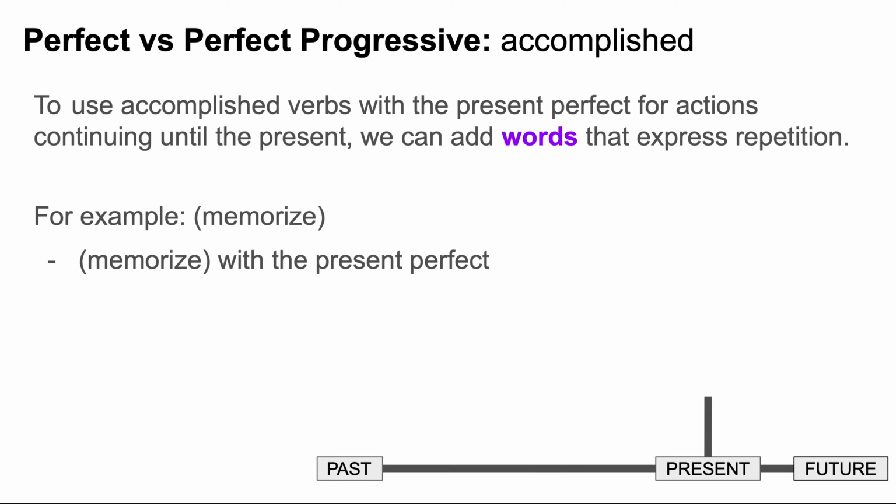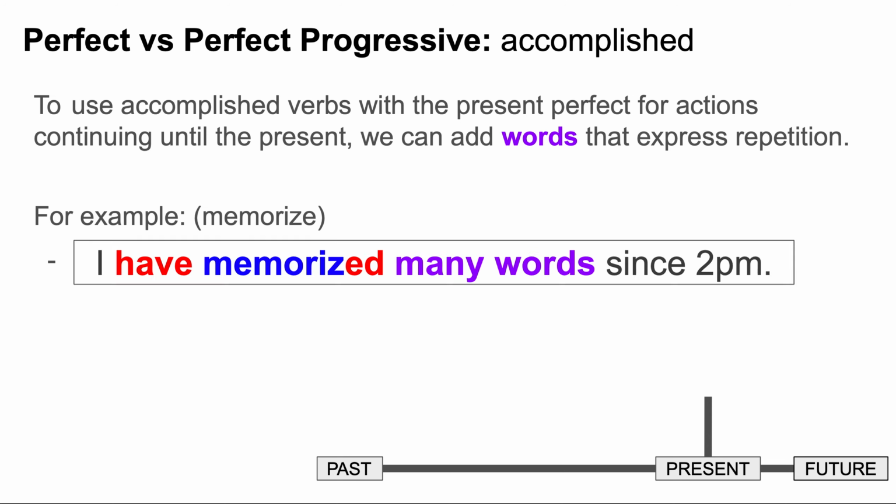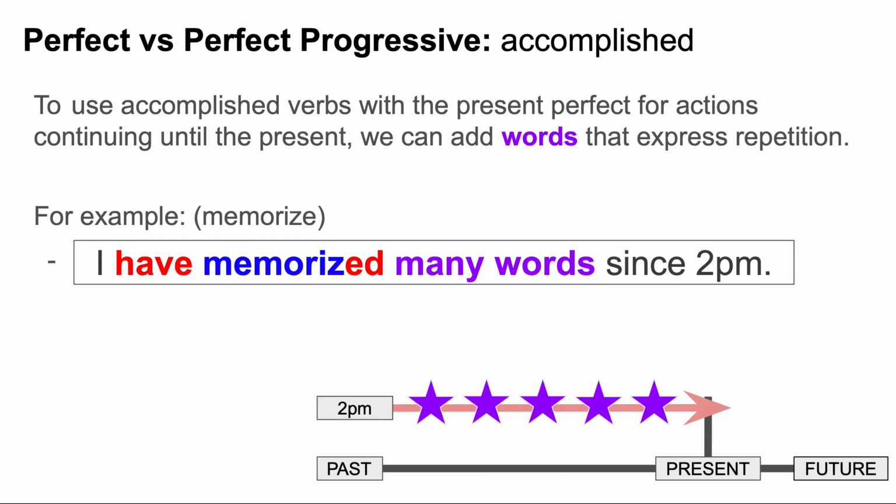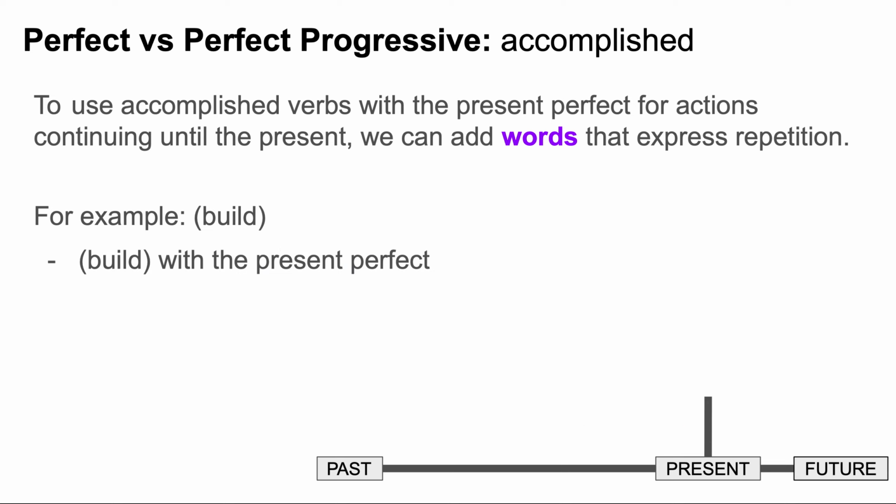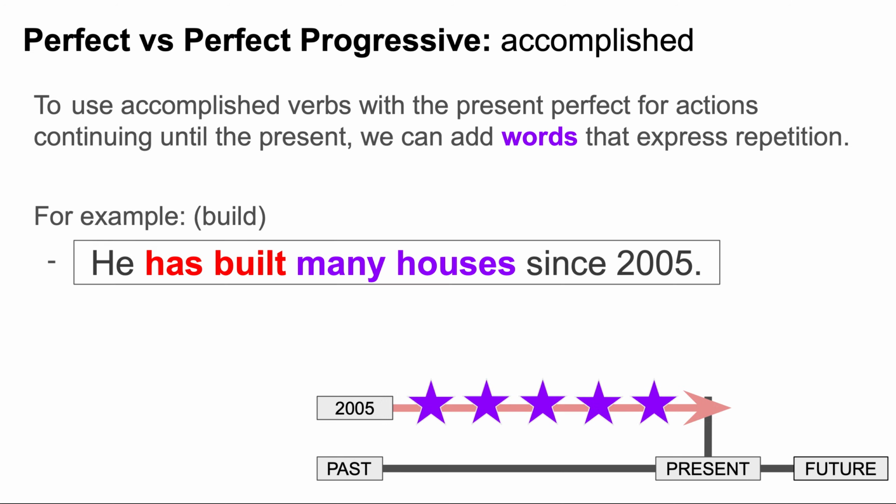To express accomplished verbs with the present perfect for actions continuing until the present, we can add words that express repetition. For example, I have memorized many words since 2 p.m. Here, many words expresses a repetition. Let's look at another example with build. He has built many houses since 2005.